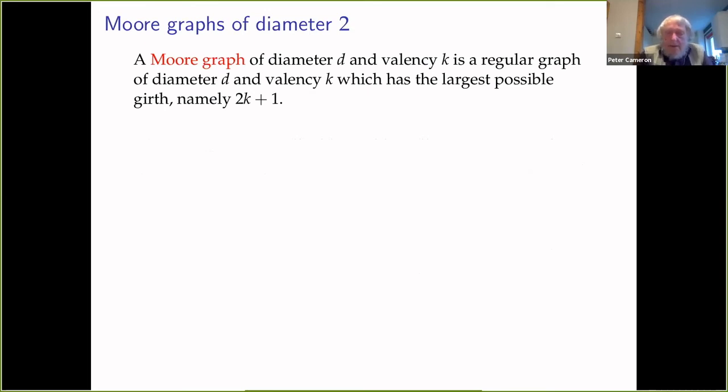Another place where this comes up is in Moore graphs of diameter 2. So a Moore graph of diameter d and valency k is a regular graph, has valency k, has diameter d, and the girth is as large as possible, namely 2d plus 1. You see, if you have a graph of diameter d and valency k, you can start off from a vertex. You can move away d steps from that vertex.